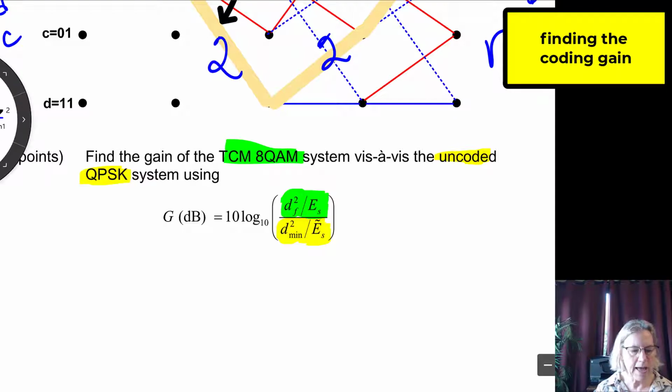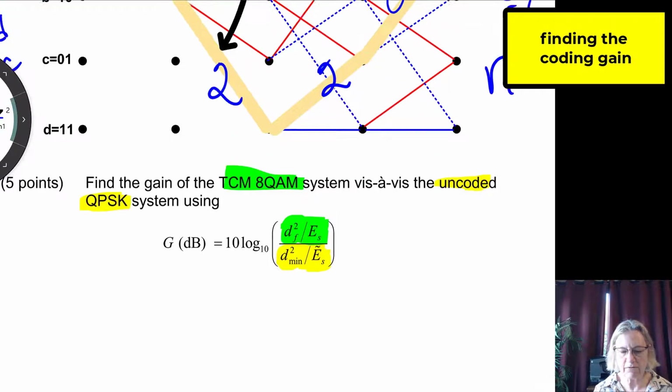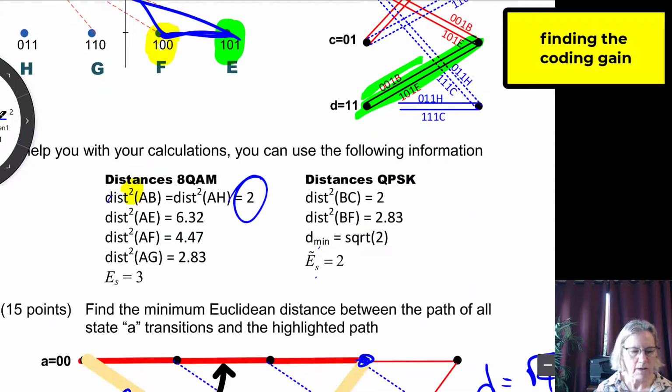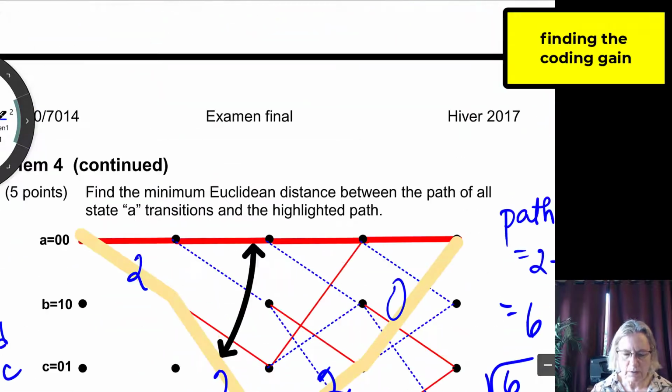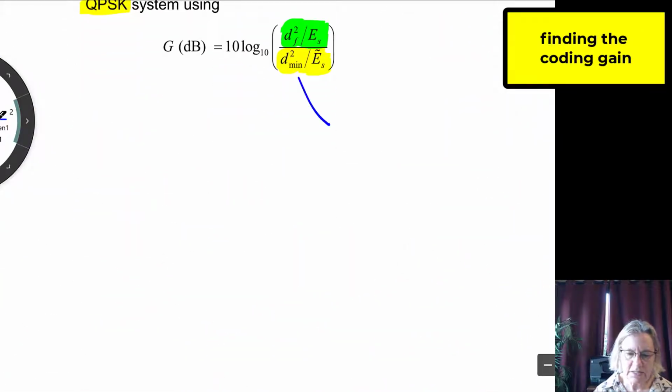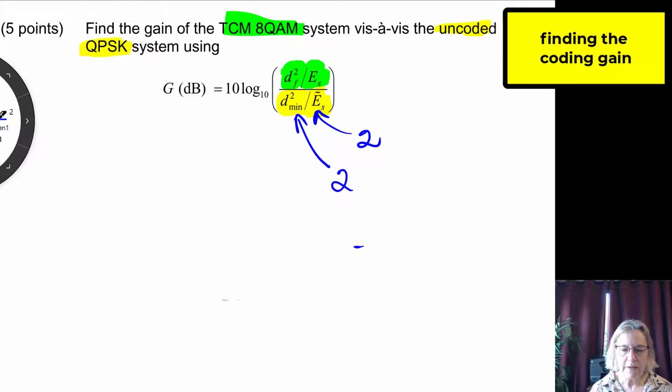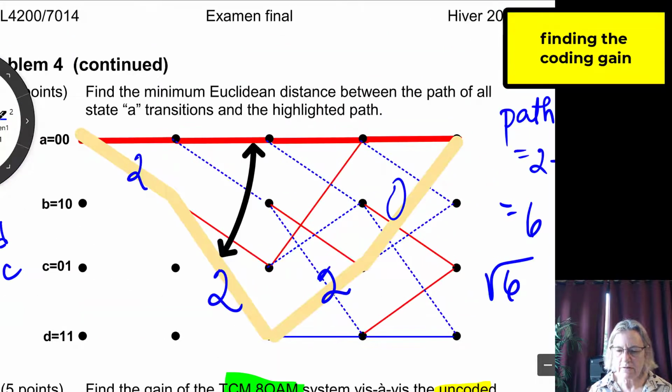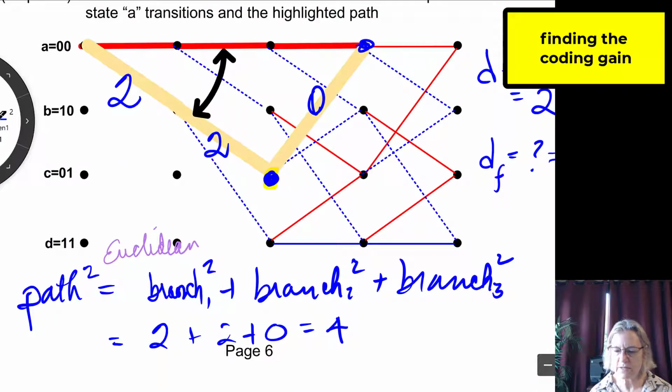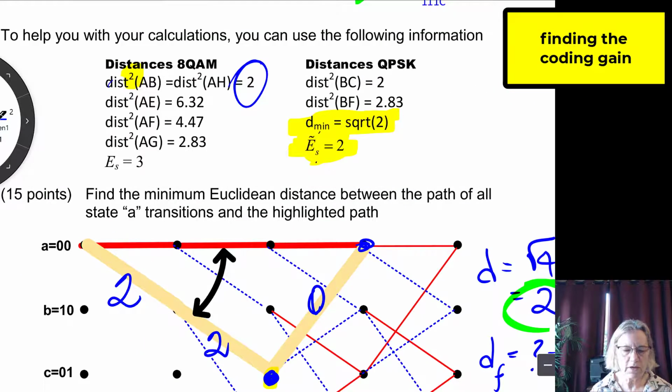So now if we scroll back, and what did we get for, let's start with the QPSK system. For the QPSK system, we said that the minimum distance was the square root of 2, and the average energy per symbol was 2. So going back down, dmin squared would be 2 because the dmin was square root of 2, and the average energy per symbol was 2. So let's scroll up and see what we had for TCM. And for TCM, of course, the distance was 2, and for the average energy per symbol, it was 3.